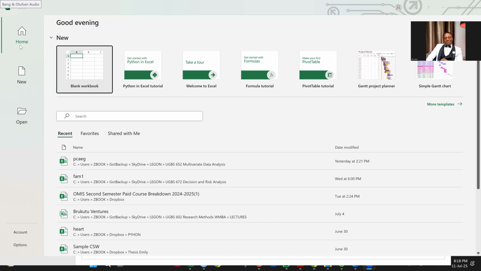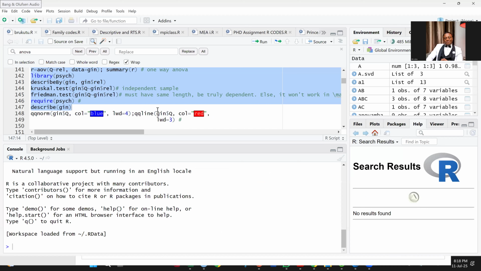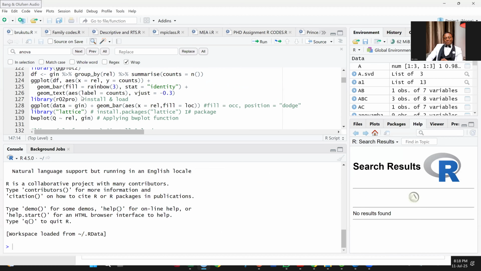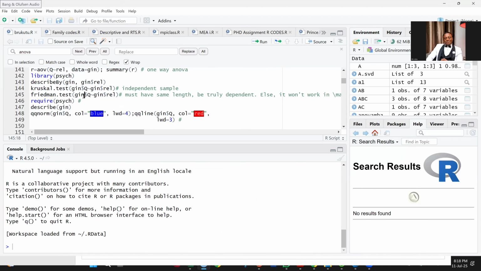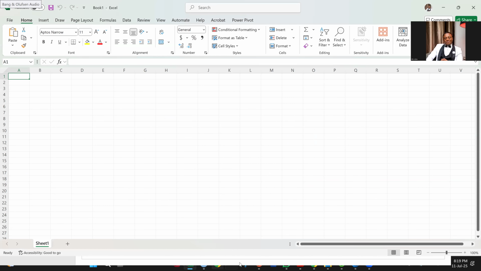So one of the things you have to note whenever you are doing ANOVA is open your R Studio. I have my R Studio open, and I hope that you also will have your R Studio open. There is a data set I gave you. It's called the Burukutu data set. Please open that if you have not opened it.